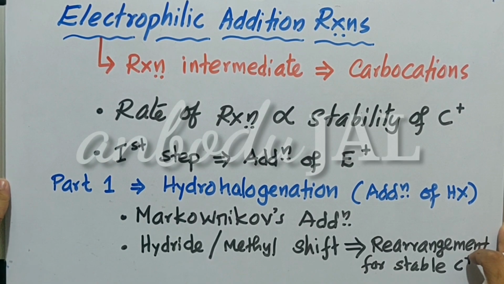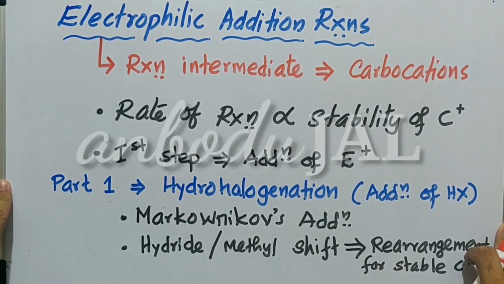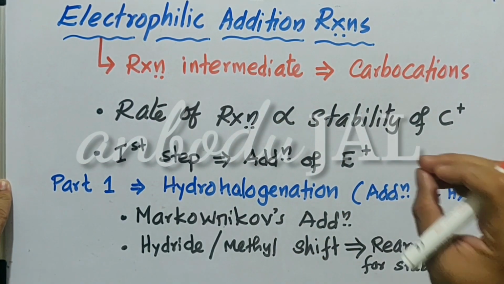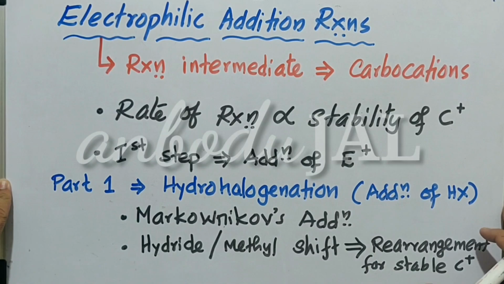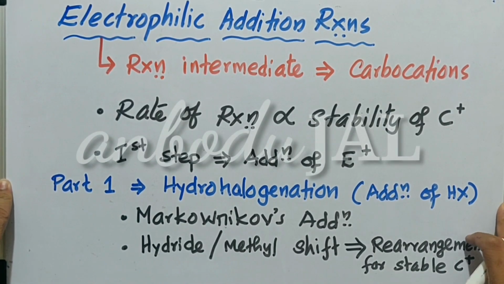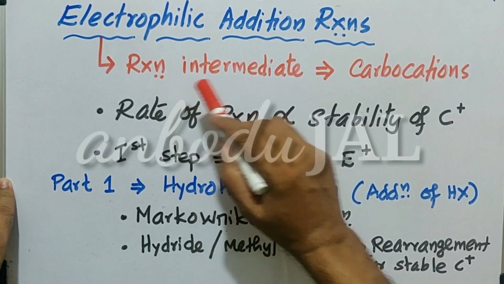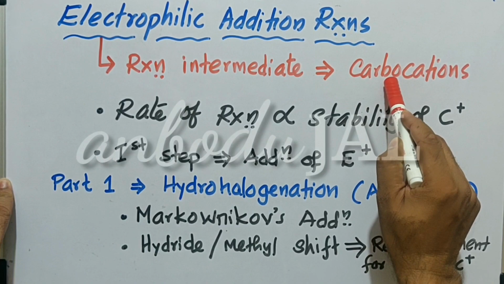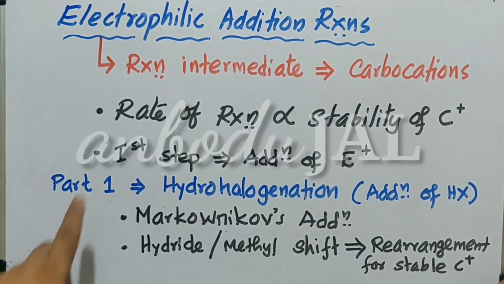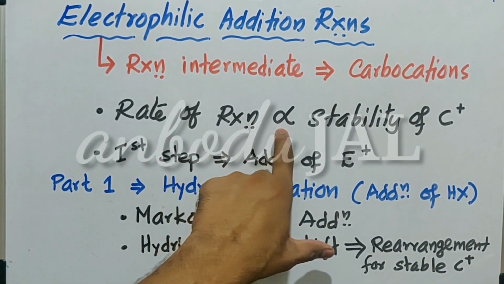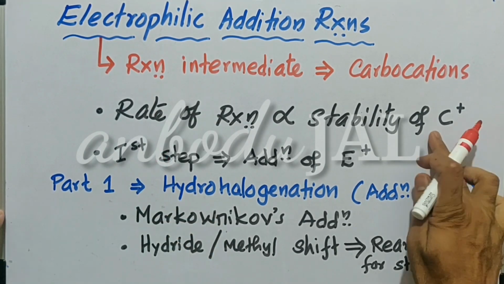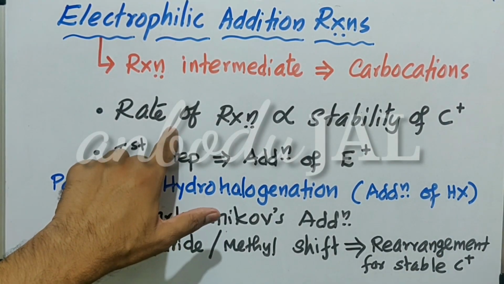Dear students, in this video we are discussing electrophilic addition reactions. That is the reaction in which electrophiles are added. In electrophilic addition reactions, the reaction intermediate is a carbocation. The rate of this reaction is proportional to the stability of the carbocation. That is, if the stability of the carbocation increases, the rate of reaction increases.